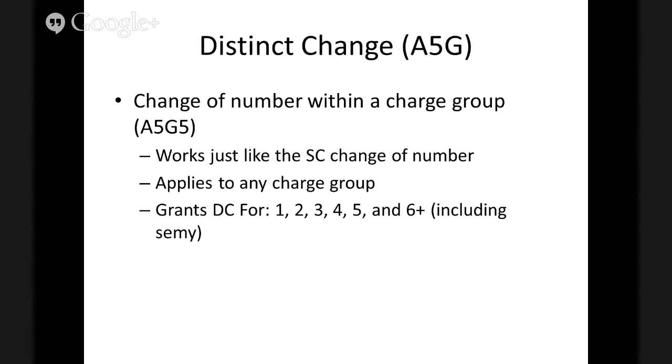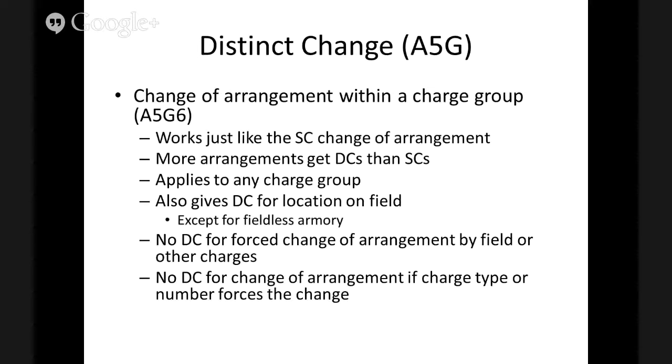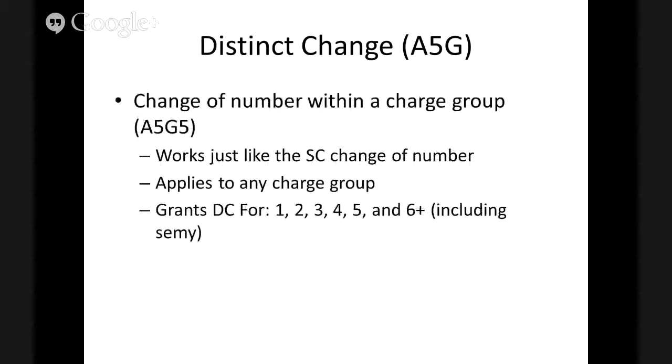Change of number works just like the substantial change, but in any charge group, not just the primary, and we get more numbers. Instead of 1, 2, 3, many, we have 1, 2, 3, 4, 5, many. Heralds cannot count above 5. Anything above 5 is a semi. Again, I'm not going to do an example for this. It's exactly like the substantial change. You just have more numbers. So if you have 4 versus 5, that's not a substantial change, but it's a distinct change.